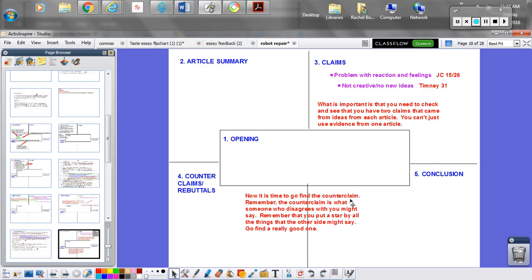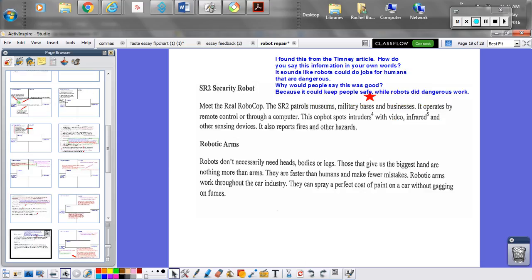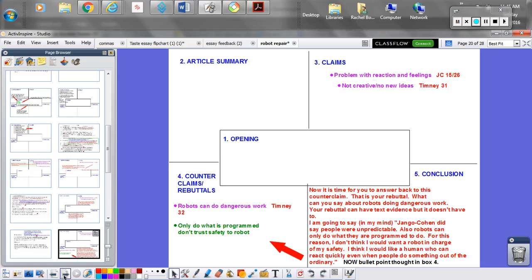Now it's time for me to find the counterclaim. Remember, the counterclaim is what someone who disagrees with you might say. Remember that you put a star by all the things that the other side might say. So let's find a really good one. As I look through the articles, I notice this, and I really think the other side might say that it would be really good for robots to do human jobs because they could do the dangerous jobs. So why would they say this was good? Because it could keep people safe while robots did this dangerous work. That's definitely a point the other side might argue. So I'm going to put that on my organizer. Robots can do dangerous work. And then I'm going to put Timney 32 because that's where I found it.